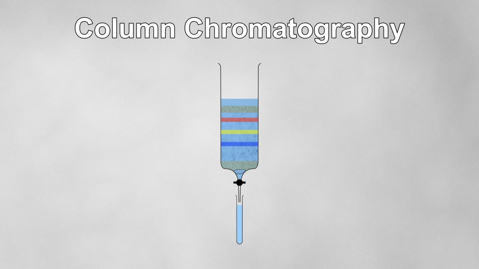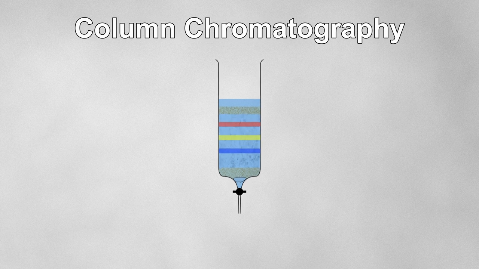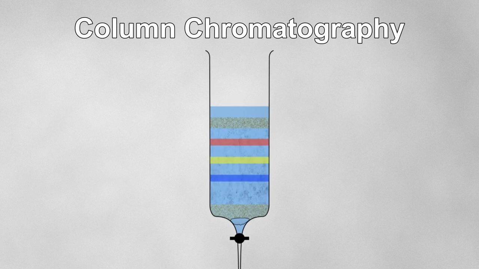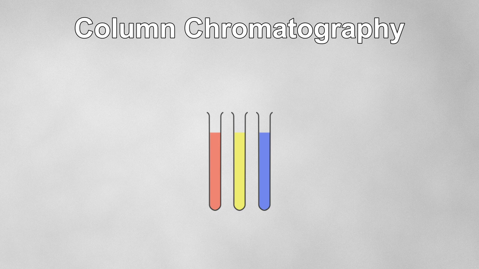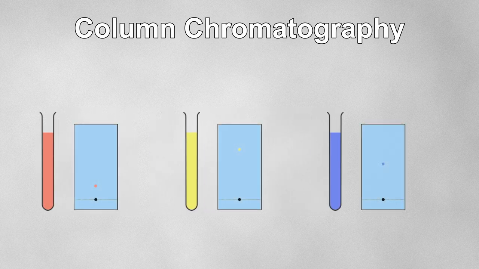The different components in the mixture will have different affinities for the stationary silica phase and the mobile solvent phase. More polar molecules in the mixture will be more strongly attracted to the polar silica, and hence they won't move as fast. More non-polar molecules in the mixture will be less attracted to the polar silica and will move faster. Over time, the different components will separate out. These different components will end up in different test tubes. TLC can be used to check that each test tube only contains one component.